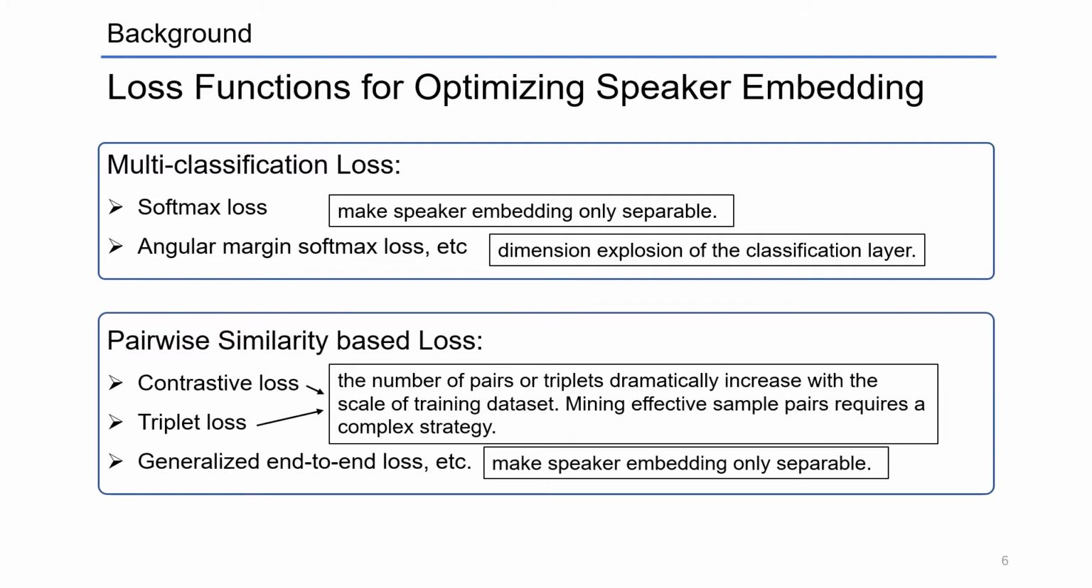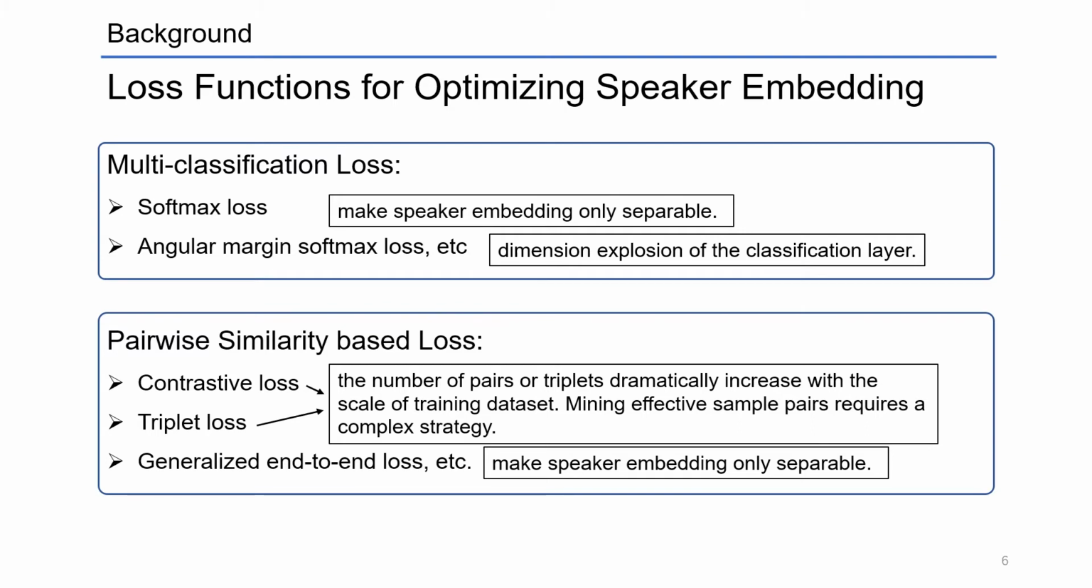The Softmax loss function is widely used in the classification task. However, it makes speaker embeddings inseparable. That is, the speaker embedding remains a large intra-class distance. The margin Softmax loss function introduces angular penalty to shorten the intra-class distance and enlarge the inter-class distance. However, it requires a long training cycle, and the classification layer is faced with a dimension explosion problem when there are a large number of speakers in the training dataset.